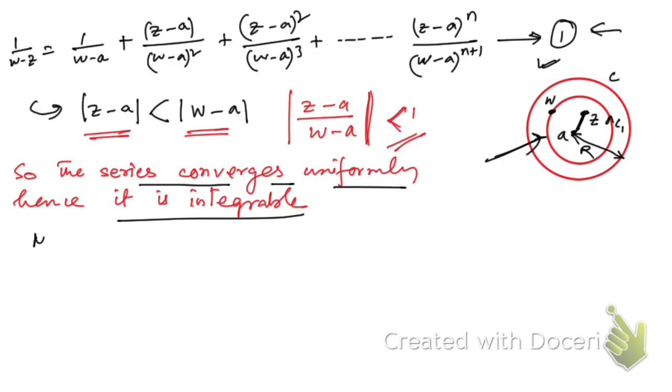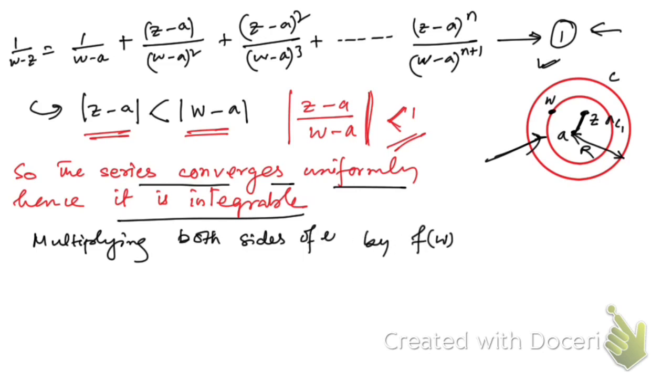Multiplying both sides of equation number 1 by f of w, then what we're gonna get? f of w, if you multiply here on the left hand side, then you're gonna have f of w by w minus z.